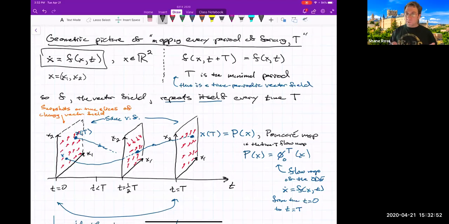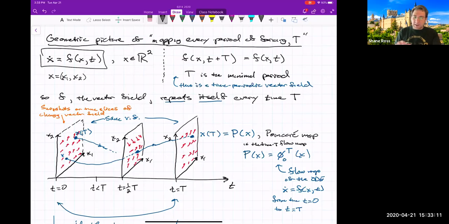But I thought I would start with this because this would be like the brute force computational thing you would do if you don't have anything else to do any analytical work with. As long as you know that your vector field is periodic, then you could use basically this method.